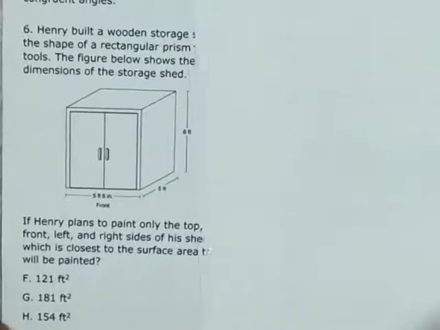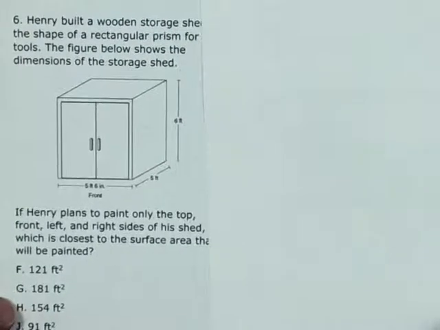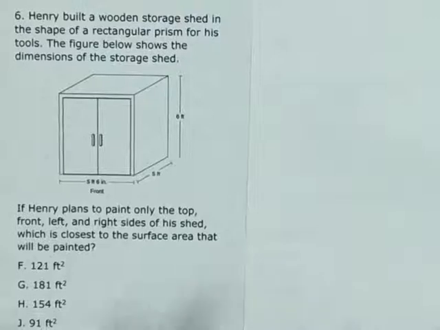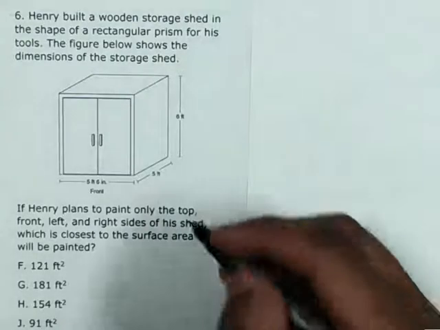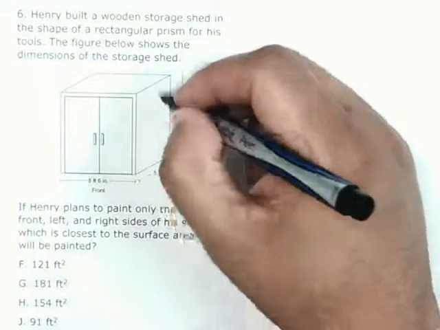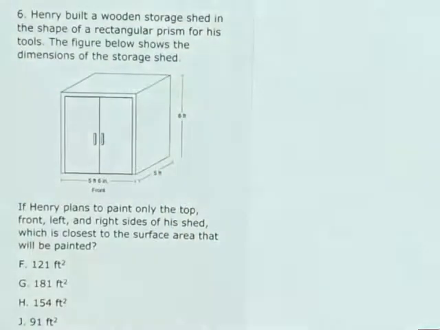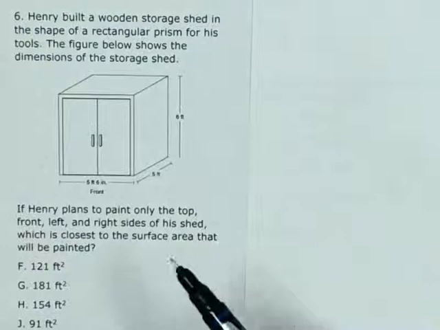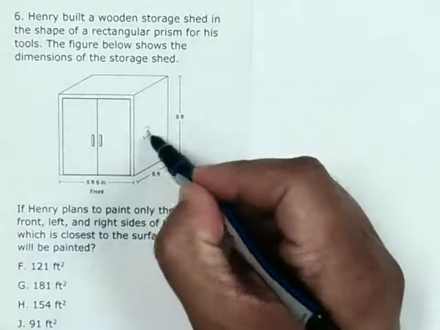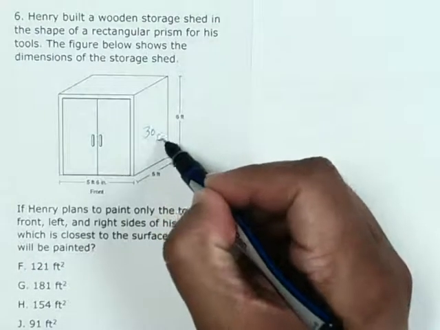All right, number 6 now. Henry built a wooden storage shed in the shape of a rectangular prism. He's going to paint the top, front, left, and right side. So he's not painting everything, but he's painting the different sections. So he's painting, we'll start off with the right side. So that's going to be 6 times 5, so this is 30 feet squared.